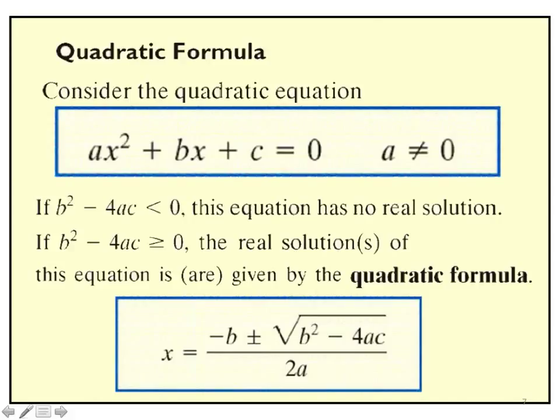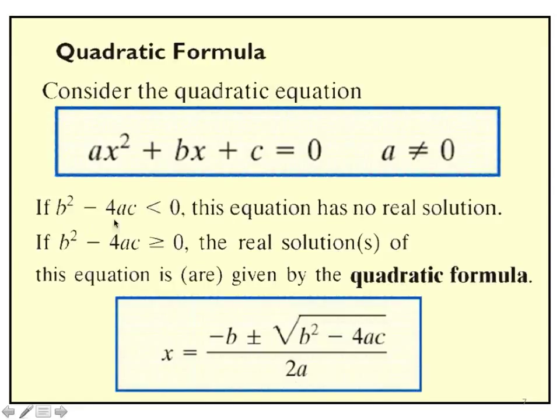Okay, now it's important that you know the quadratic formula as well. So if we look at something where we have a quadratic equation and we can't factor it, what you can do is you can use the quadratic formula, which is x equals the opposite of b plus or minus the square root of b squared minus 4ac all over 2a.